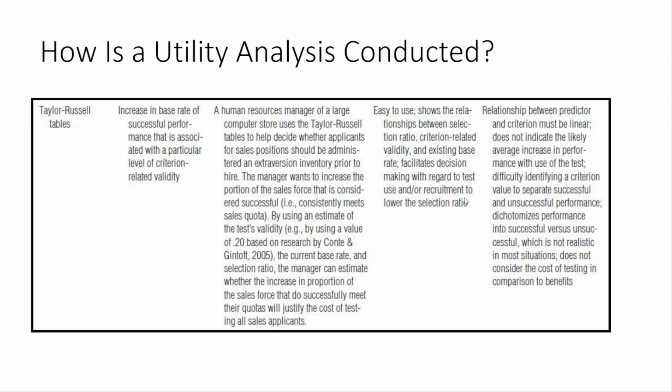By using an estimate of the test validity, by using a value of 0.02 based on research, the current base rate and the selection ratio, the manager can estimate whether the increase in proportion of sales force that do successfully meet their quotas will justify the cost of the testing of all sales applicants. So, ang advantages ng Taylor-Russells, it shows relationship between selection ratio, criterion-related validity, and existing base rate, facilitates decision-making with regards to test use, and recruitment to lower the selection ratio. So, ang Taylor-Russell, do pang siya, pang IO.